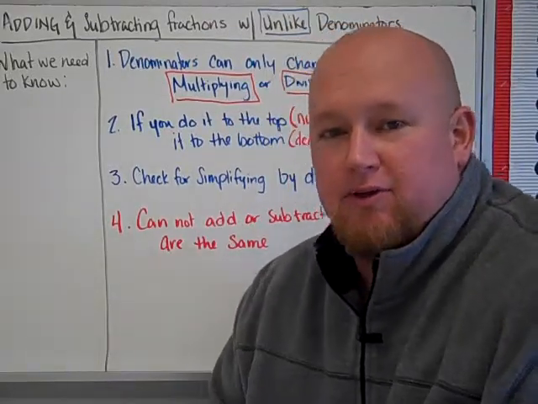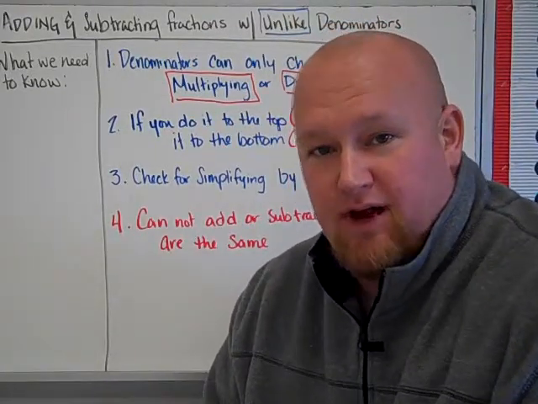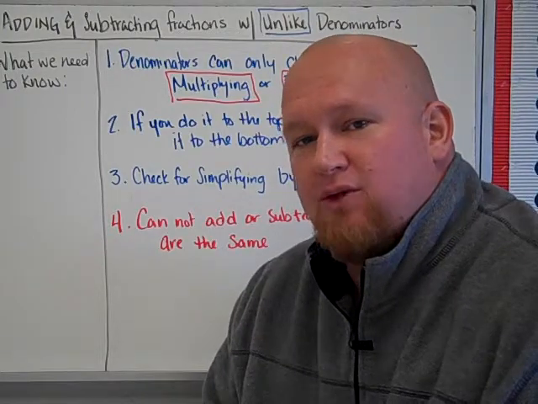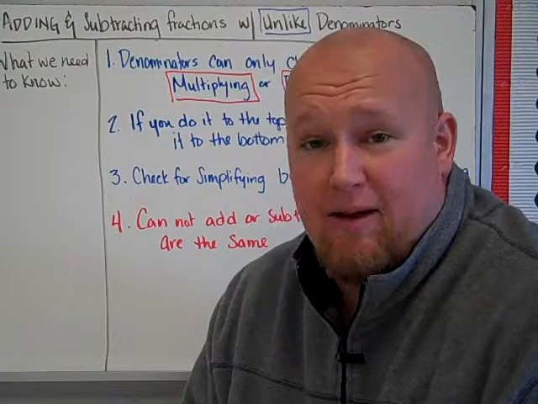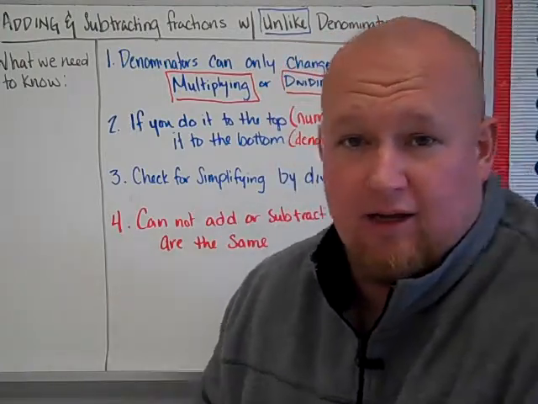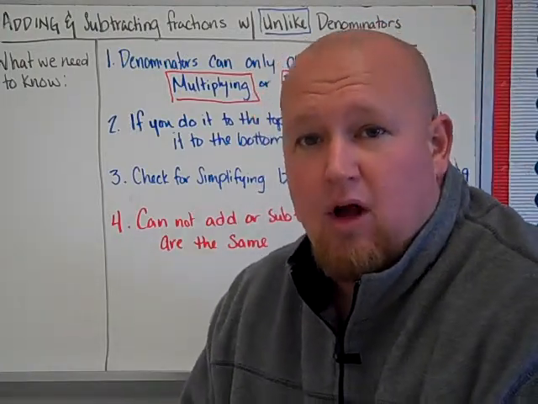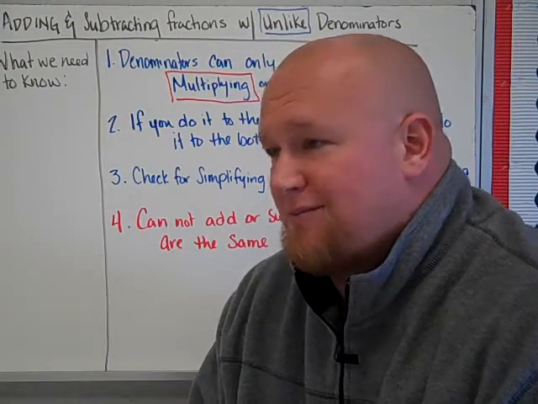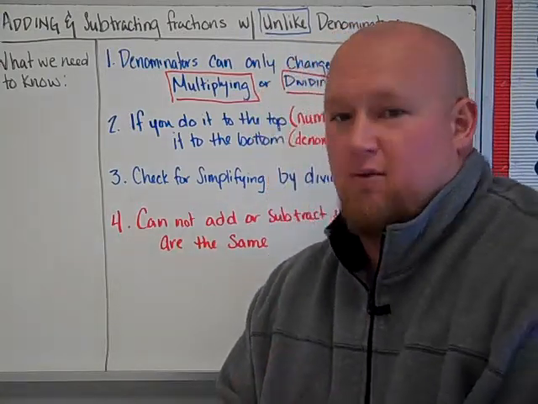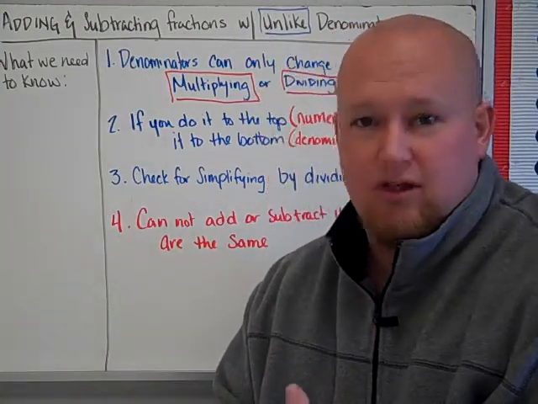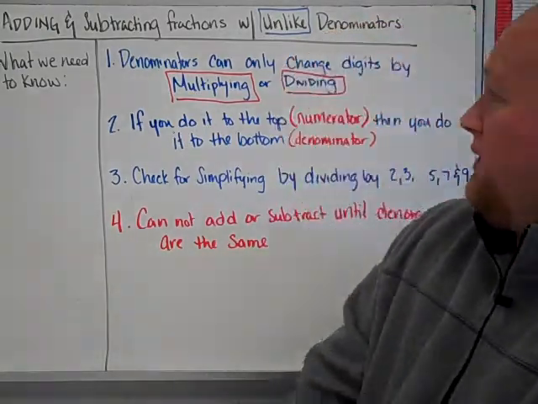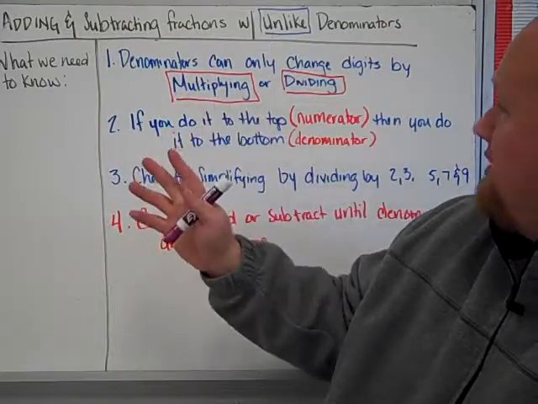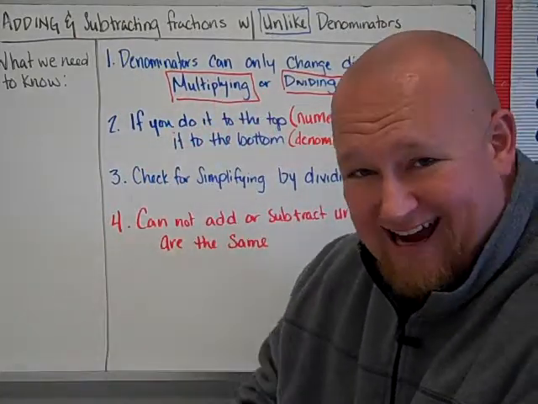So this lesson builds off our knowledge of adding and subtracting fractions, but the only thing we change now is what we do if there's an unlike denominator. It's going to happen, and as you progress into middle school and higher level maths, it's going to happen more and more. Always remember that we're always doing some version of the 4 basic operations: adding, subtracting, division, and multiplication. Now, what we need to know is denominators can only change digits by multiplying or dividing.